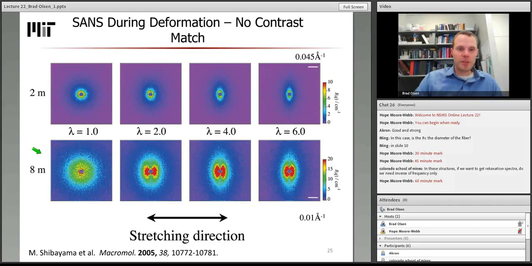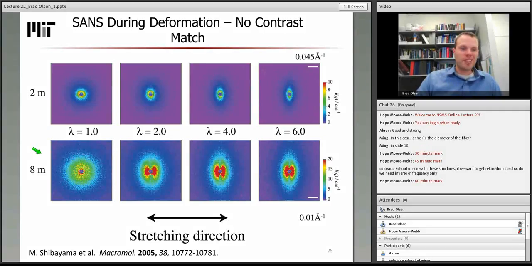And what the authors see is that, particularly in the lower Q SANS, as you start to deform the material, they see the formation of an anomalous butterfly pattern at higher deformations, indicative of the formation of some sort of anisotropic or aligned structure in the material as it starts to become highly deformed. But from this type of measurement, it's hard to say how the clay is contributing and how the polymer is contributing to this overall pattern.